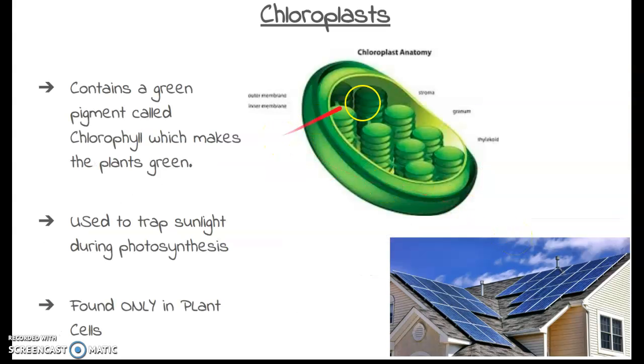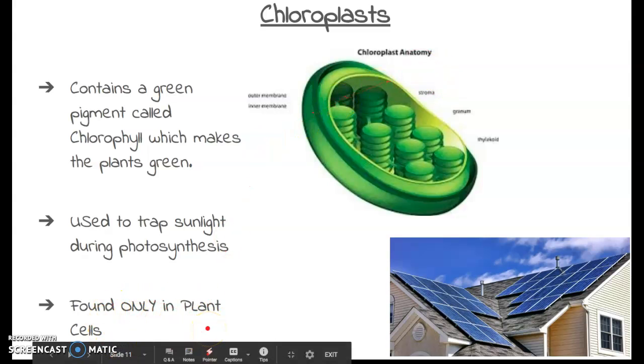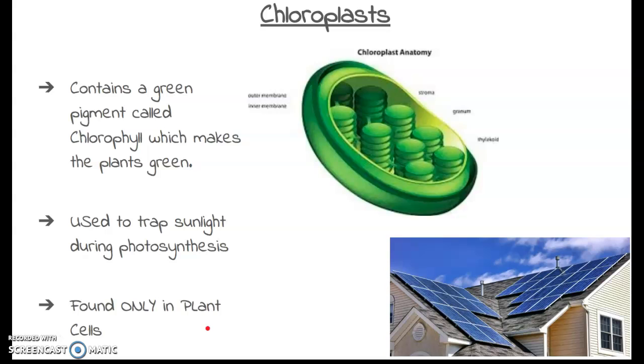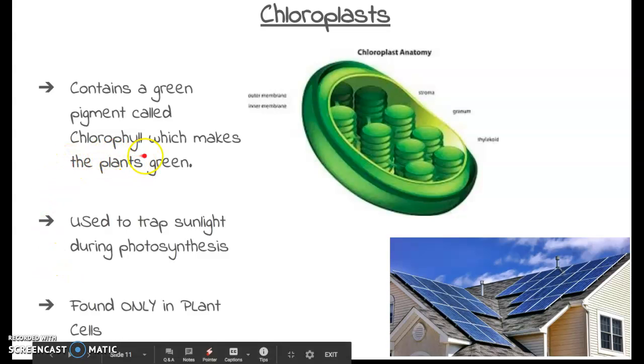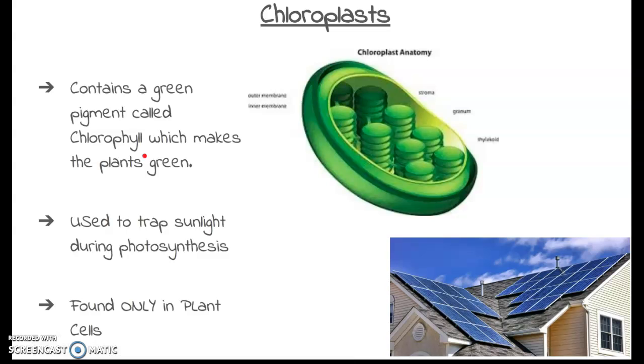Chloroplast. Now here we go. Here's one that's not found in both. These are in plant cells only. A big way to figure that out is to remember that chloroplasts contain chlorophyll. Chlorophyll is a green pigment, so it makes the cell green. This is what makes plants green. And this is the biggest thing needed for photosynthesis.